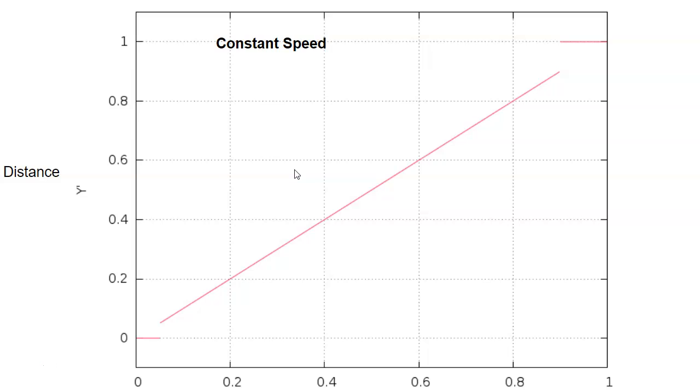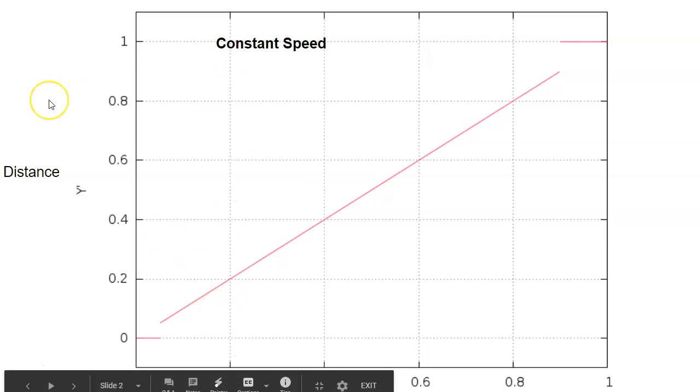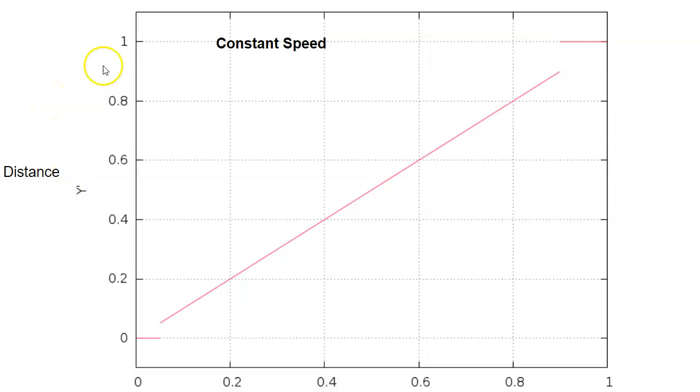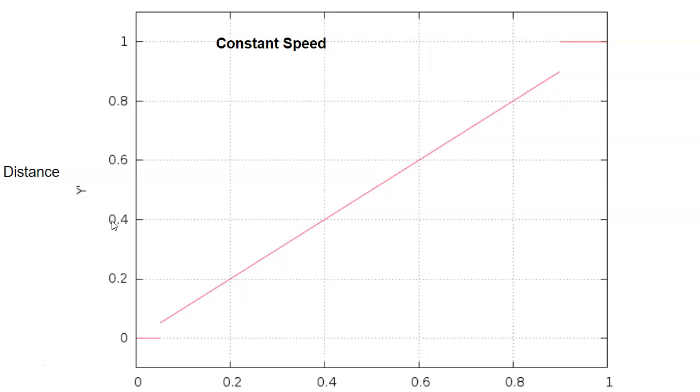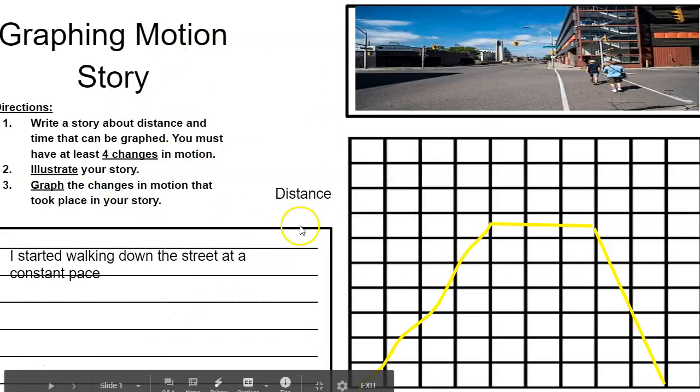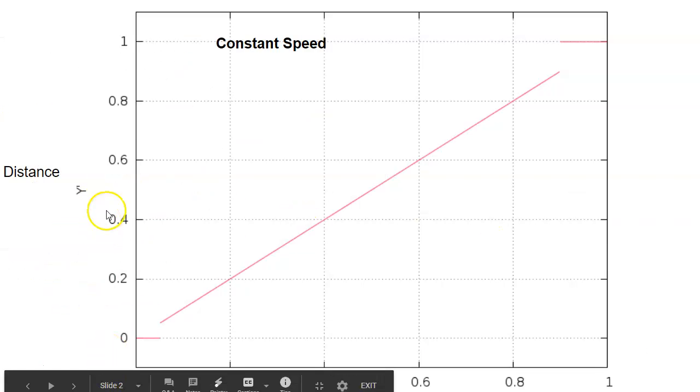So the first graph that we're talking about is a graph that shows a constant speed. This part of your graph represents the distance that you've traveled or an object has traveled. I'm going to use you, like a person walking, for most of my stories here. You're free to use any story that you want when you make your graphic motion story. This is the distance that you have traveled. This is the amount of time that it took to get there.